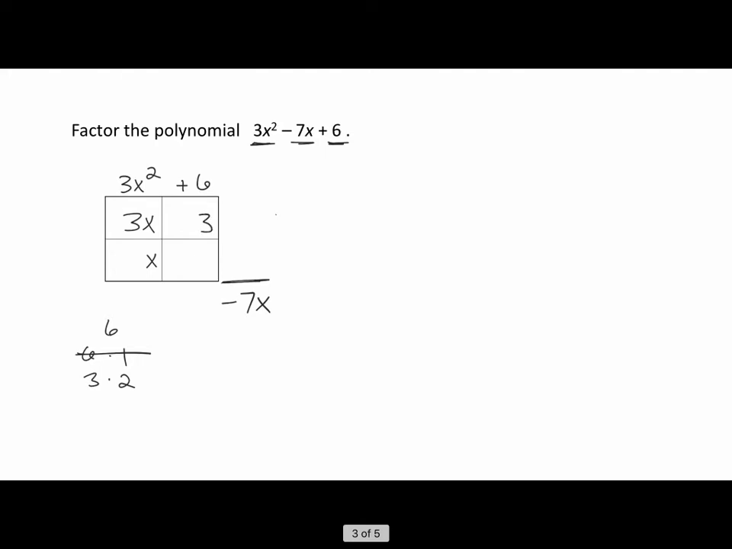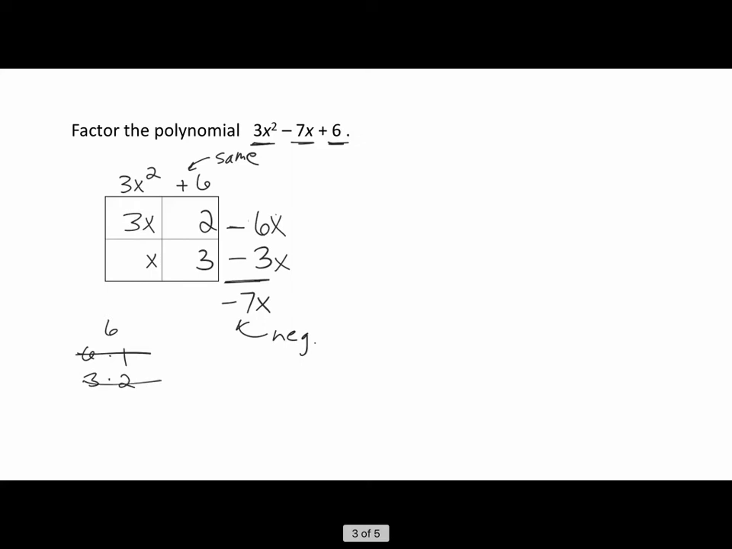So let's try 3 times 2. So a 9x and a 2x. That could work. Let's check the signs. Same sign for a product that's positive, and they have to both be negative to have a sum that's negative. Actually, that doesn't add up. So one more possibility, and that's if we switch the 3 and the 2 so that it's 2 and 3. So we'll have 6x and 3x. That doesn't work either, and those are the only factors of 6.